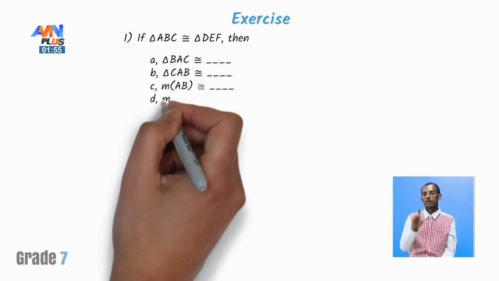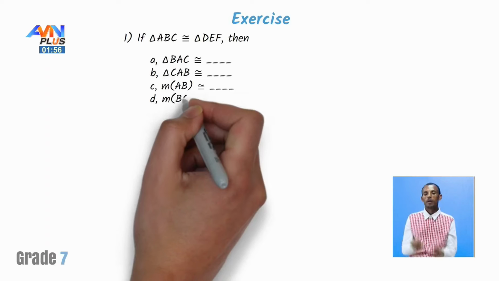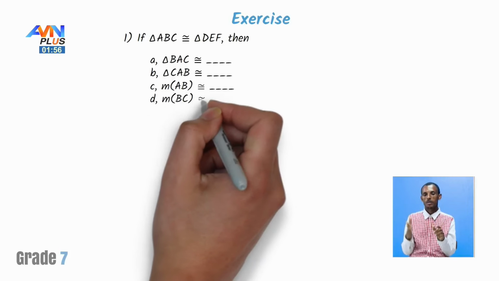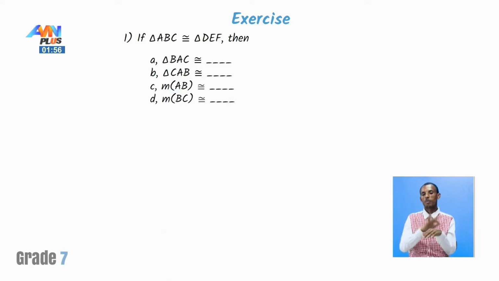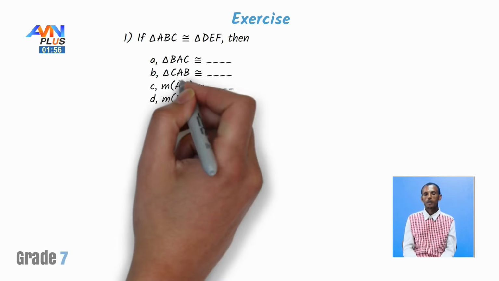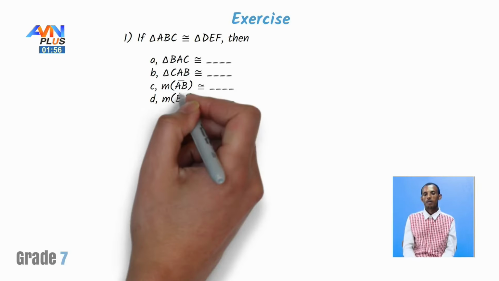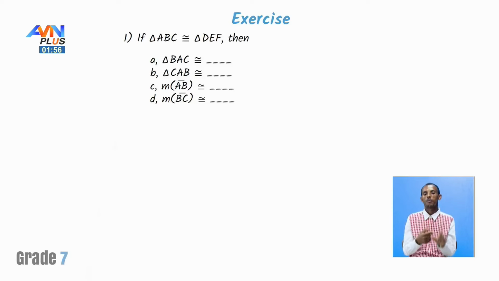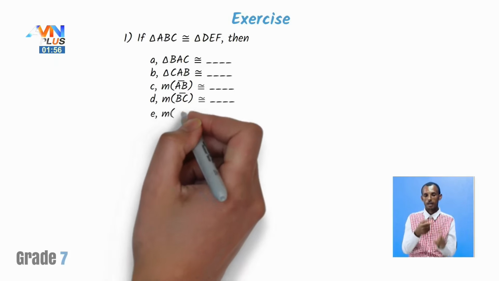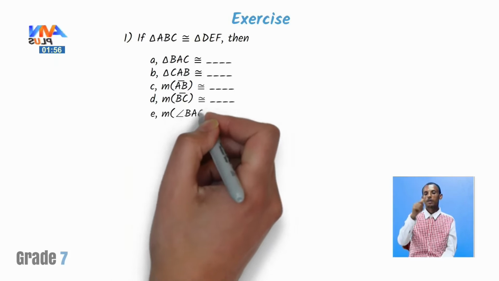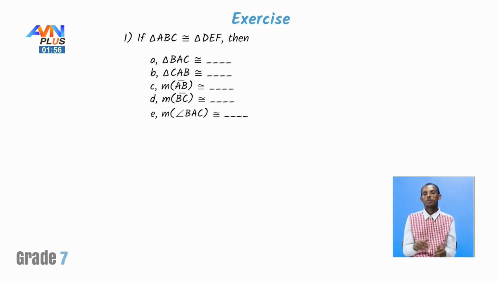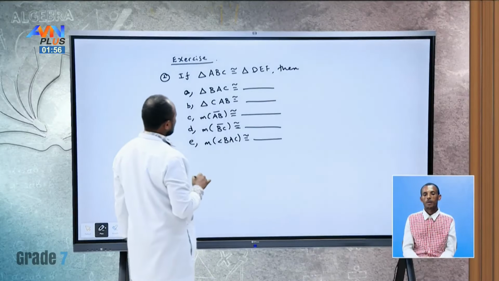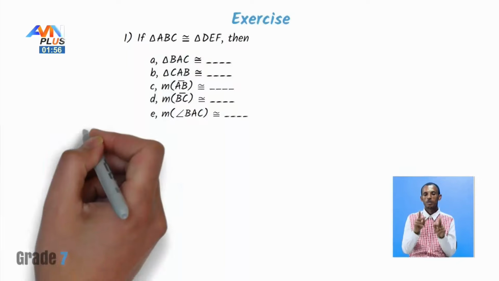D, the measure of side length BC is congruent to blank. E, the measure of angle BAC is congruent to blank. Okay, second question.